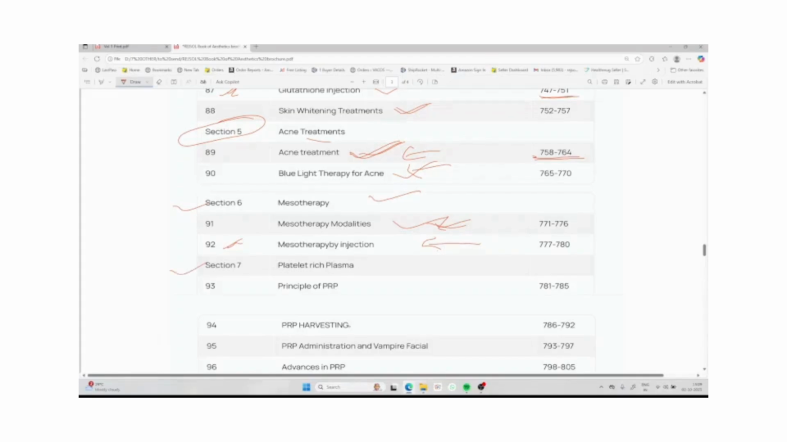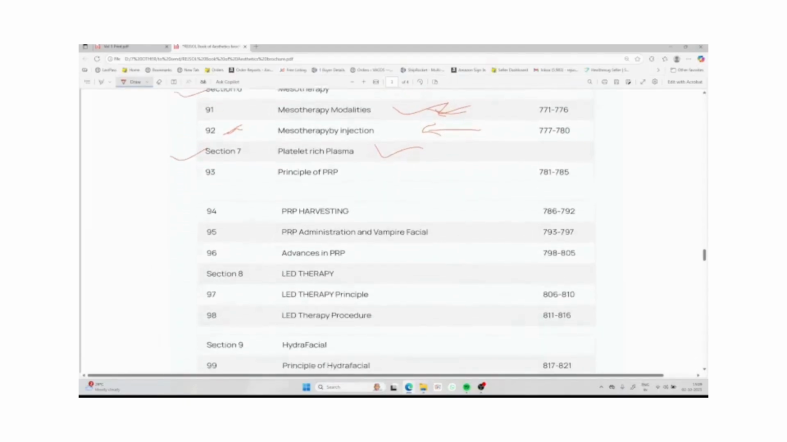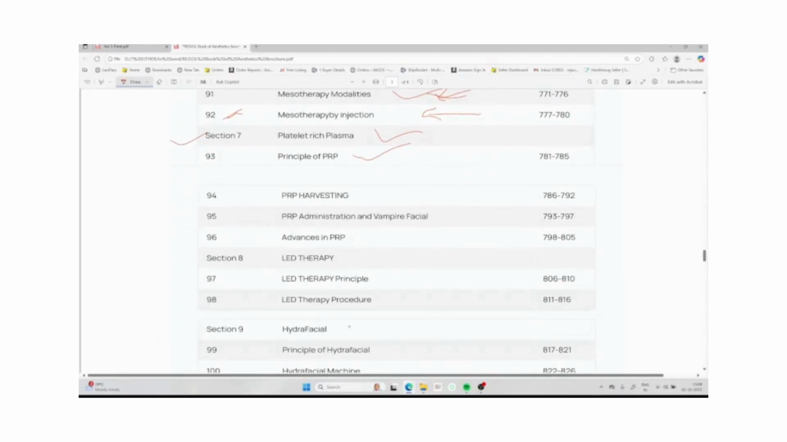Then section 7 is PRP, that is platelet rich plasma. In this we discuss the principle of PRP. Then the next chapter is PRP harvesting, and then PRP administration, how PRP is given, and also a very important chapter, what is vampire facial. So with vampire facial, you will learn here how vampire facial is done, what it is, what the principles are, how to do it, and then what are the recent advances in PRP. This is chapter number 96, advances in PRP.